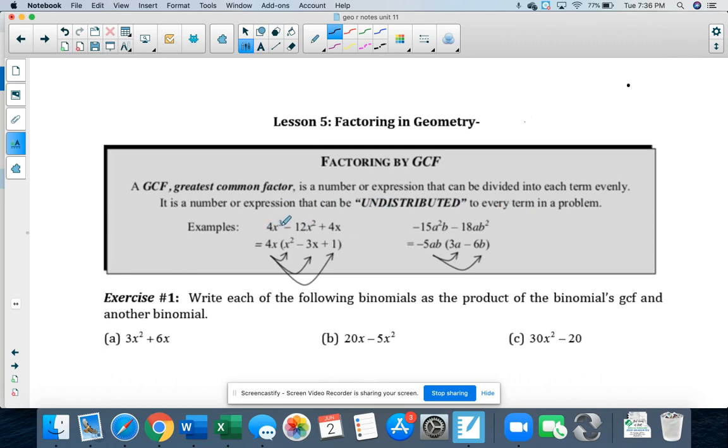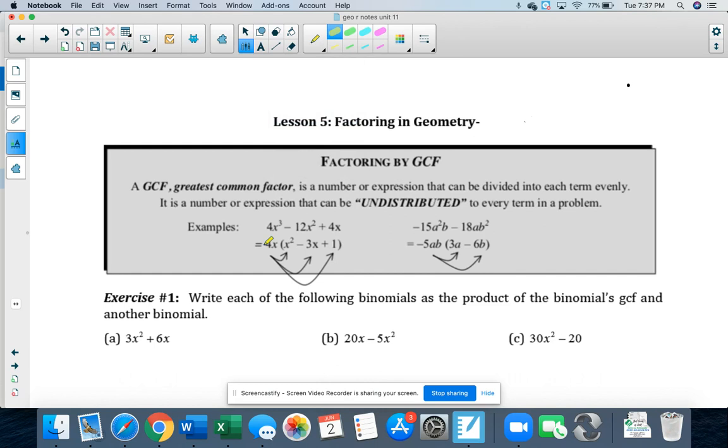So if I look at 4x to the third minus 12x squared plus 4x, each of these terms are all divisible by 4. The first term, the second term, and the third term are all divisible by 4. They also are all divisible by x. So it's basically what they all have in common. They all have a 4 in common, and they all have an x in common. So that's what you're going to factor out. This 4x in front is the greatest common factor.